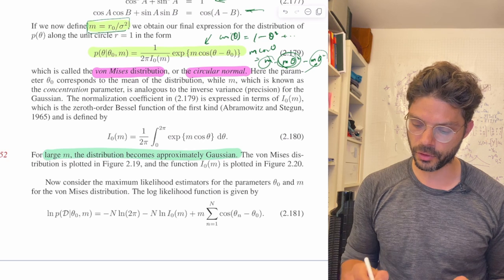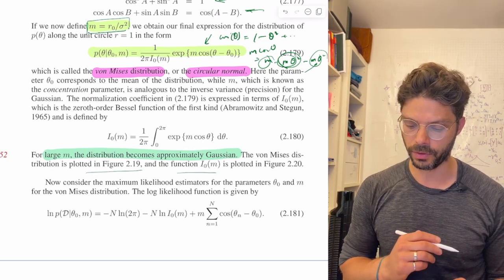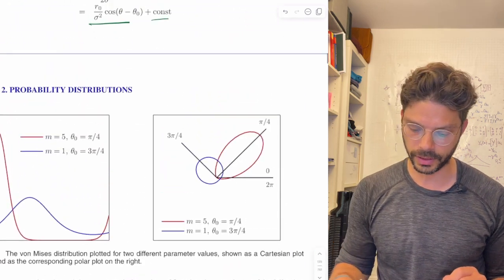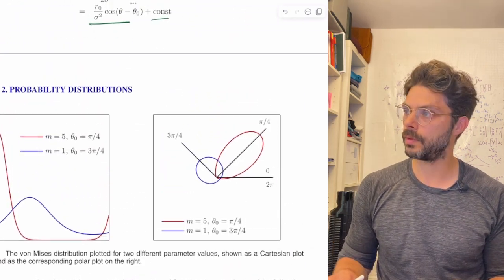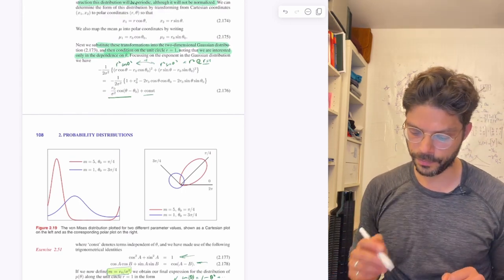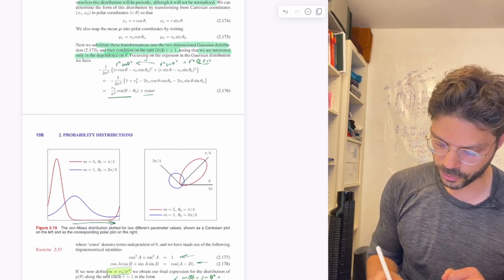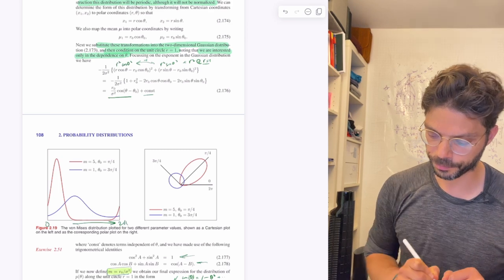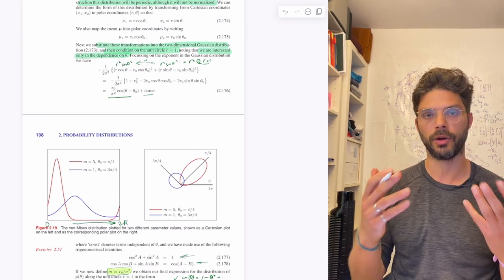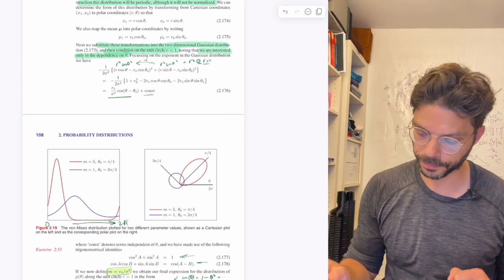So the von Mises distribution is plotted in 2.19, and the function I naught m is plotted in 2.20. Okay, so let's have a look at what it actually looks like. In this particular setup, we have this going from 0 to 2 pi, so we just plotted it over the normal range, 0 to 2 pi.